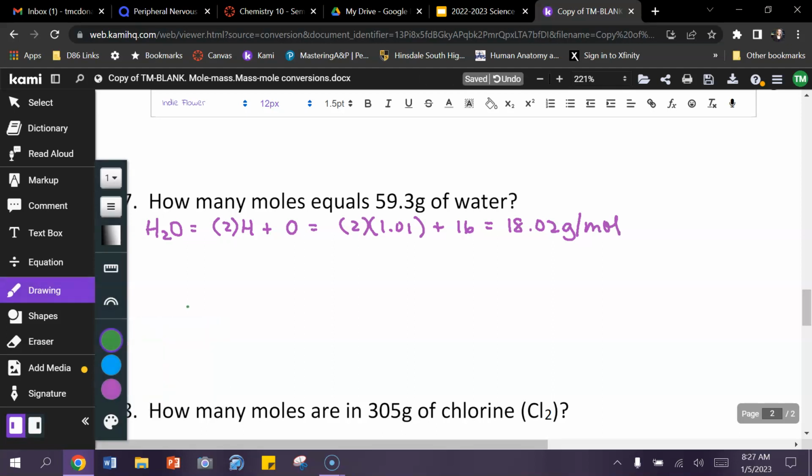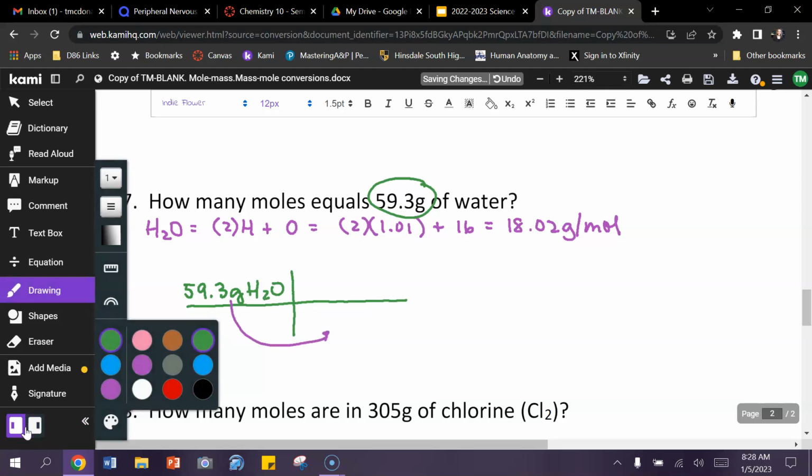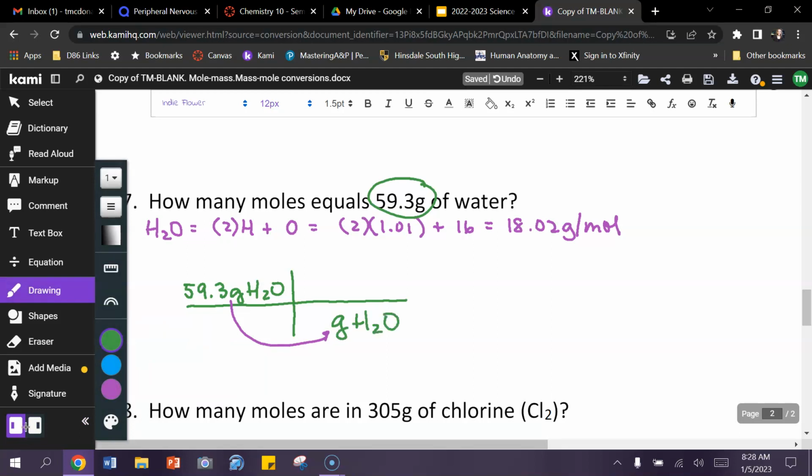So now we're going to draw our dimensional analysis line. We always write down what we're given first. In these problems, we're given grams. So we're going to write 59.3 grams of water. And now in this problem, we're demoting the unit grams to the bottom. So we have grams of H2O. And we're looking for moles. So we're going to put moles of H2O at the top.